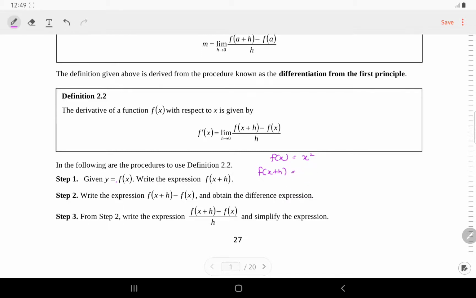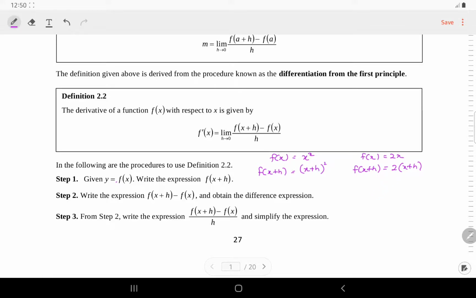All you need to do is take the original variable, which is x, and add h. So x squared will become x plus h, squared. Another example, if you are given a function like 2x, you need to find f of x plus h. Your f of x plus h is 2 times x plus h. You take this variable and add it with h.